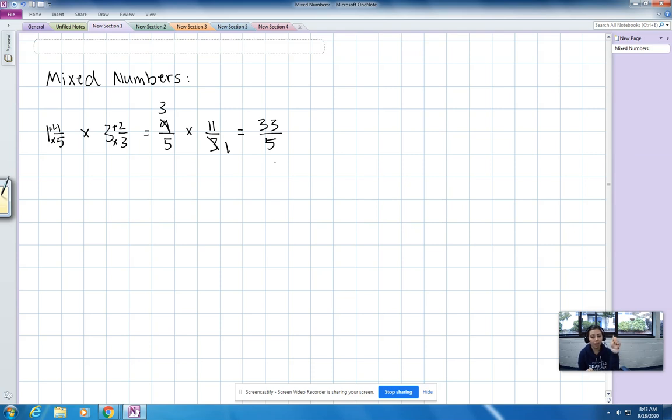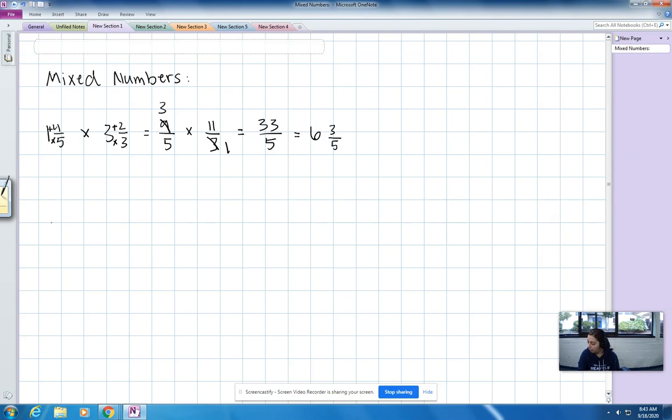Well, if I count by 5s, I get 5, 10, 15, 20, 25, 30. I can't do more than that or I'll be over 33. So that is 6 whole times. 5 goes into 33 6 whole times. But that only got me to 30, and I have 33. So that means there are 3 pieces or 3/5 left over.